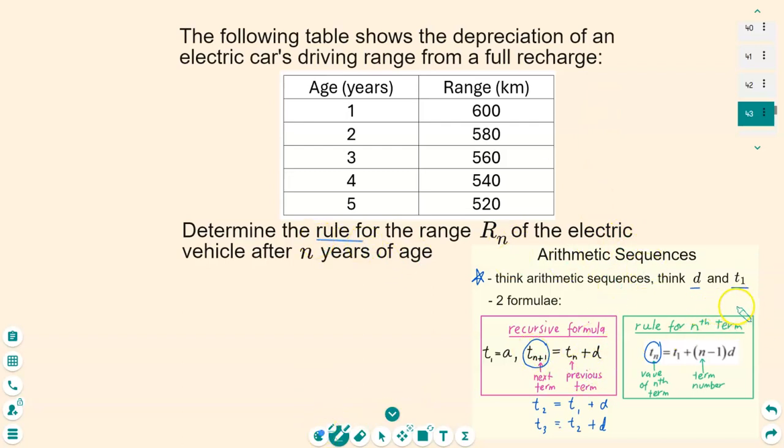The rule means this rule for the nth term. So let's just write it straight down. Tn equals T1 plus n take 1 times d. And we have our first term. Our two important things with arithmetic sequences are T1 and D. So T1 equals 600.